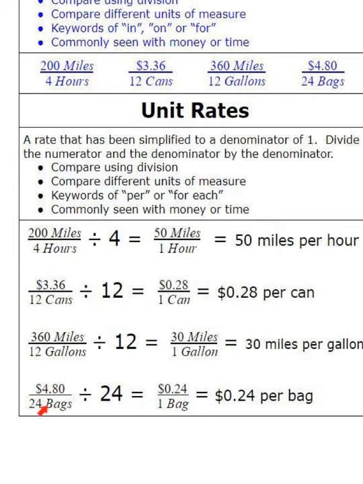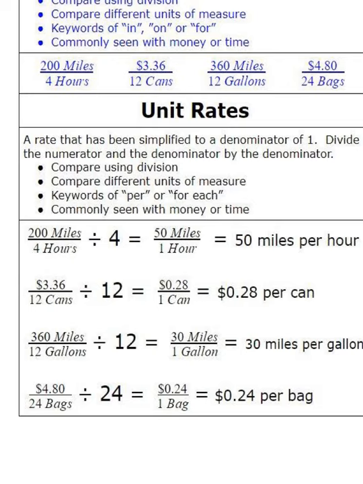All right, and one last example. You pay $4.80 for 24 bags. You divide by 24 because that's the denominator number. $4.80 divided by 24 gives you 0.24, and 24 divided by 24 gives you 1. So the cost is 24 cents per bag.